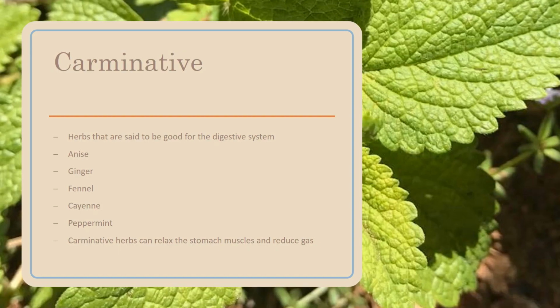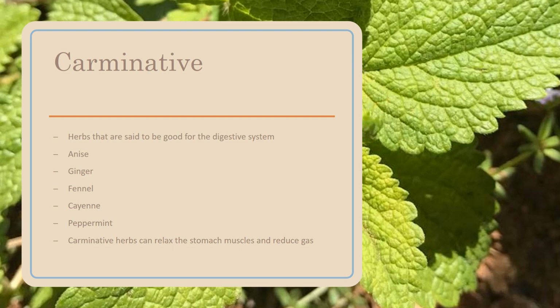Okay, there are herbs with carminative properties. These are herbs that are said to be good for the digestive system. To name a few of those herbs, there's anise, ginger, fennel, cayenne, peppermint. These herbs are said to help with relaxing the stomach muscles and reducing gas. They're said to be good for indigestion, bloating, stomach aches, and colic. So carminative herbs are herbs that you definitely want to have on hand for digestive related matters.